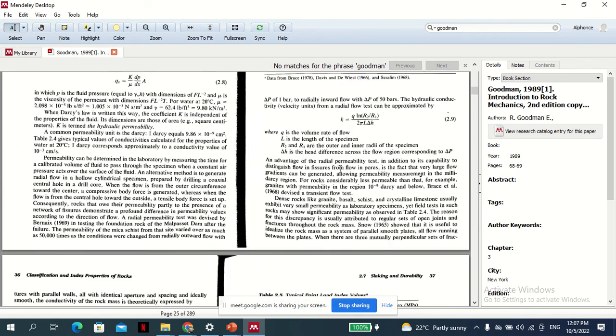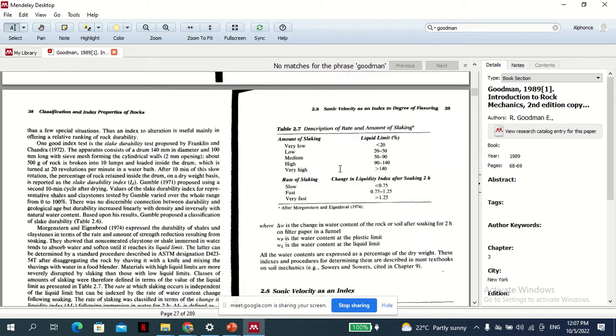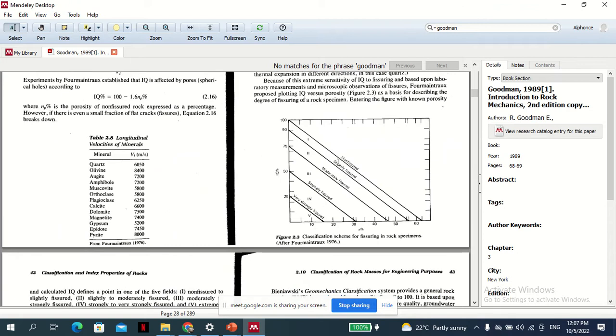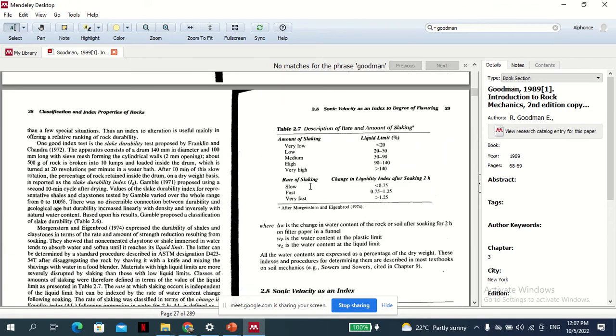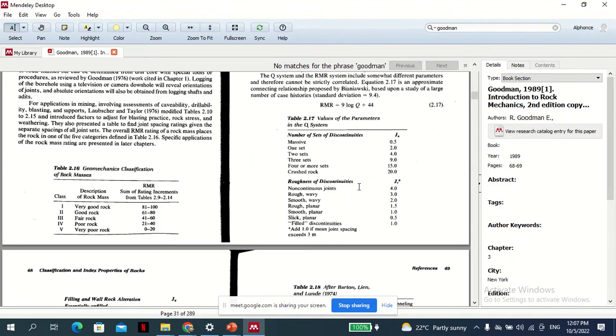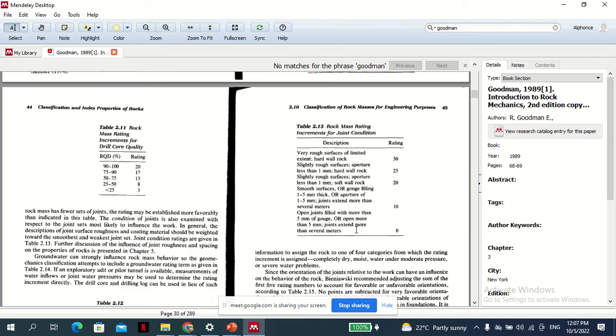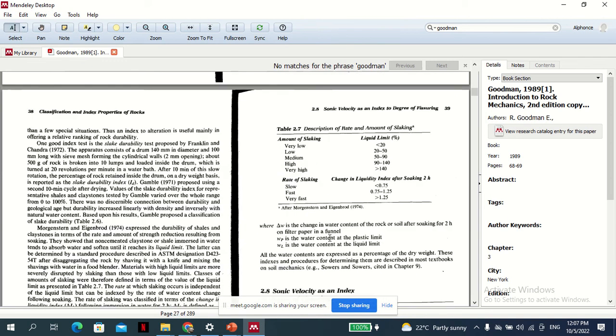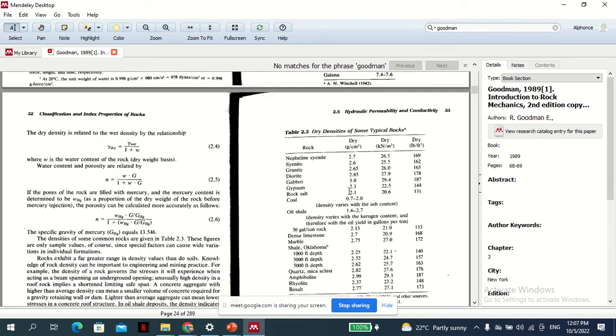Now there is also some curve here. So once you determine these grades here, this is the grade 1, 2, 3, 4, 5. So very good rock, good rock, fair rock, poor rock, and so on. So once you do that, then there's what you call some level of fissuring.